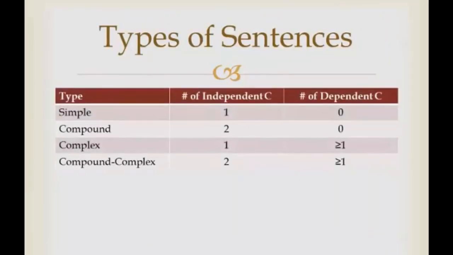Okay, so in conclusion, as a summary, these are the types of sentences. A simple sentence has one independent clause, that's it. A compound sentence has two independent clauses, that's it. A complex sentence has one independent clause and one or more dependent clauses. A compound complex sentence has two independent clauses and one or more dependent clauses. So you have both subordinators and coordinators. Okay.